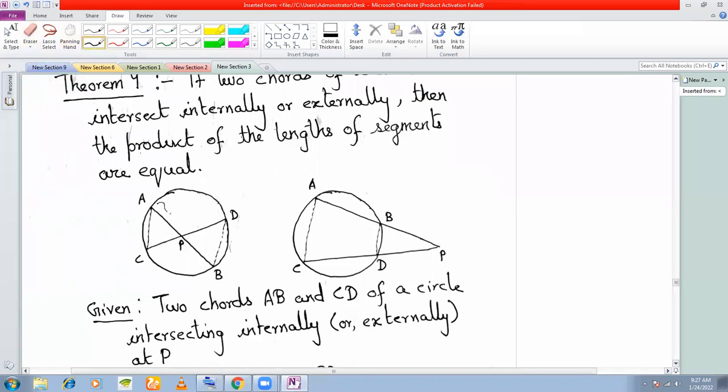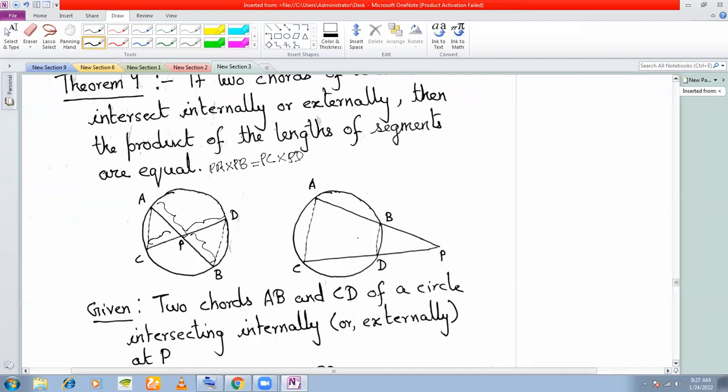That means this length PA into this length PB must be equal to this length PC into this length PD.